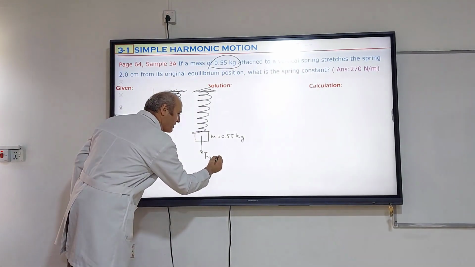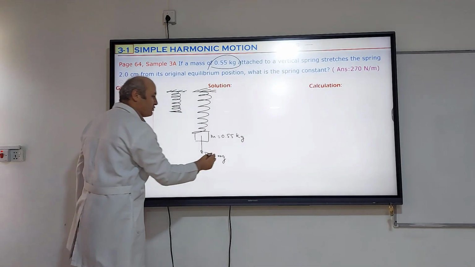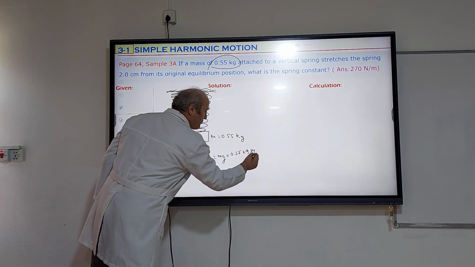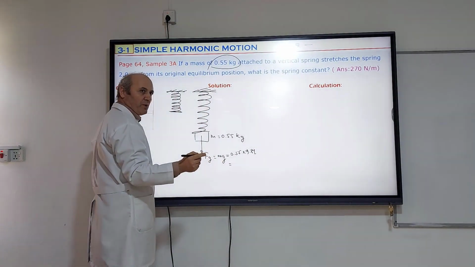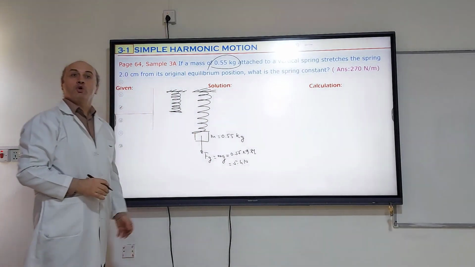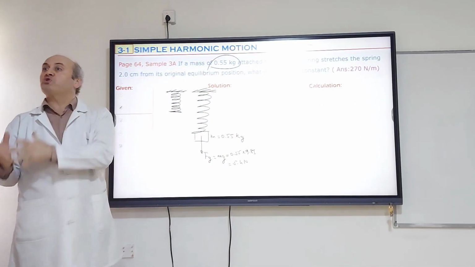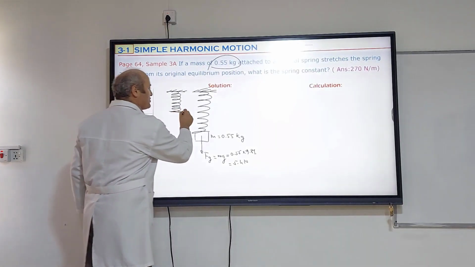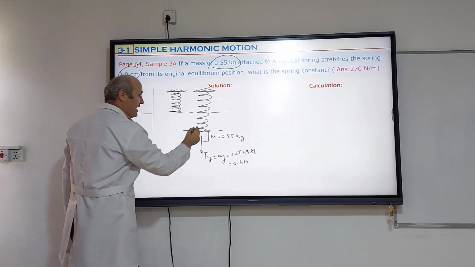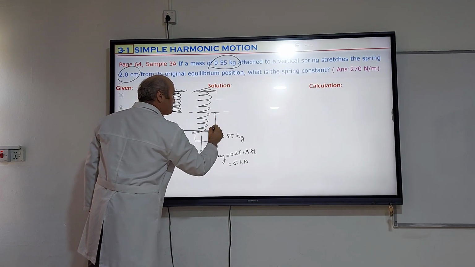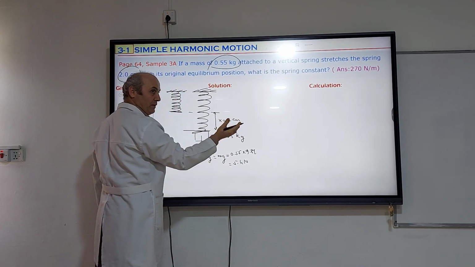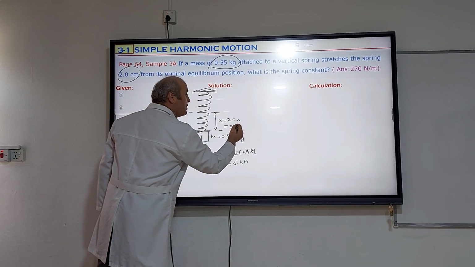How much is Fg? M times g. M is given 0.55. G is 9.81. When we multiply them, we will get, I think, 5.4 was the answer. Yes. 5.4 Newton was the applied force. When we apply some force, it's going to be stretched or compressed. How much to stretch in this question is given? This stretching is 2 centimeters. Yani, this spring stretch x is equal to 2 centimeters. Of course, we should use meters in calculation, 0.02 meter.